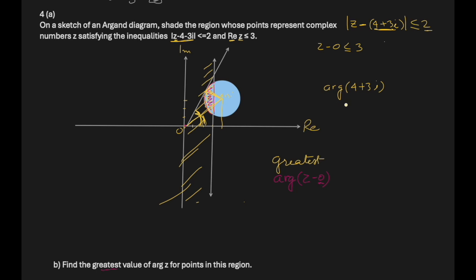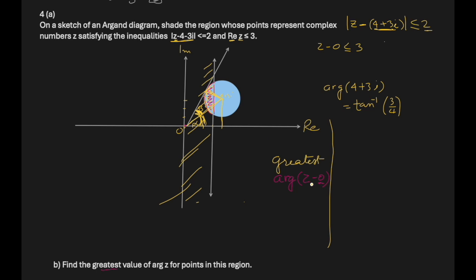Tan inverse. If this is say alpha, so alpha will be tan inverse opposite, which is this, how much? 3 over 4. This will be this angle. How about this angle? Okay, let's call this angle beta.